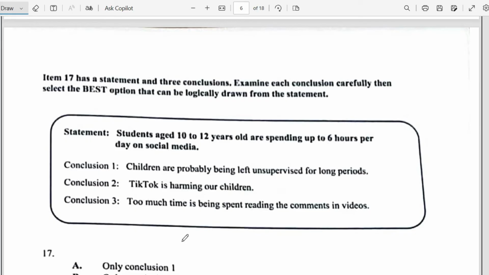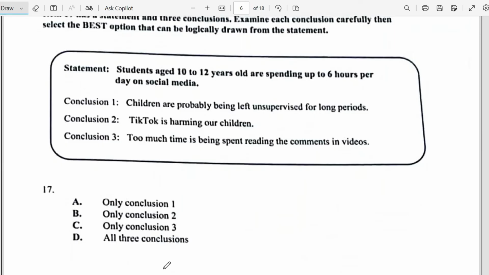Conclusion 1. Children are probably being left unsupervised for long hours. Conclusion 2. TikTok is harming our children. Conclusion 3. Too much time is being spent reading the comments on videos. So, only conclusion 1, only conclusion 2, only conclusion 3, or all three conclusions.